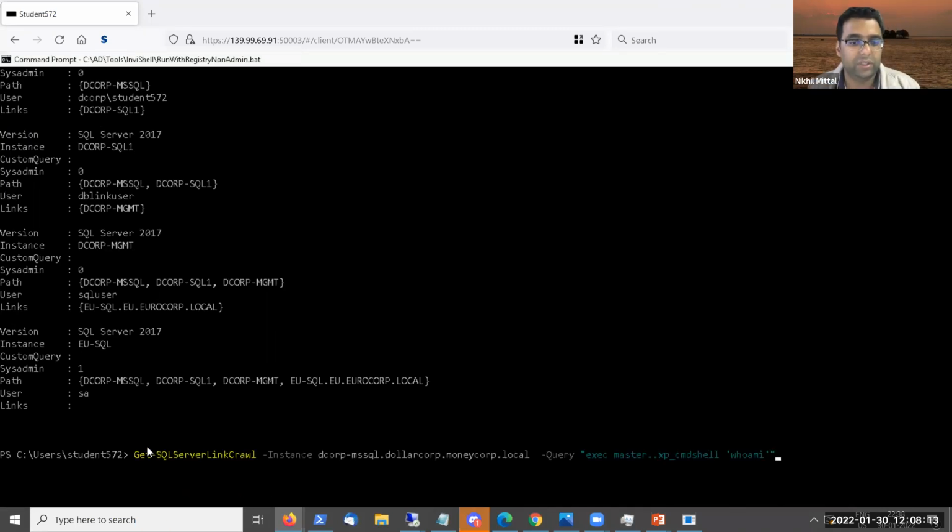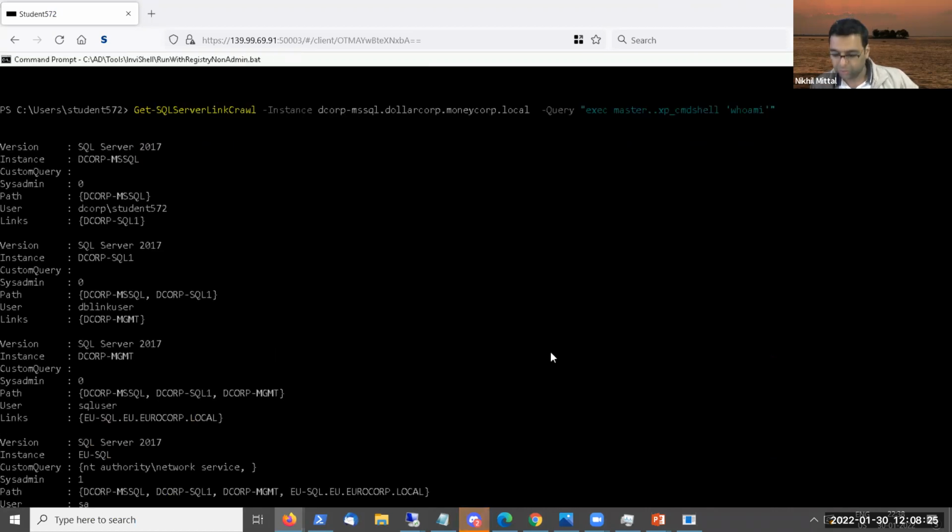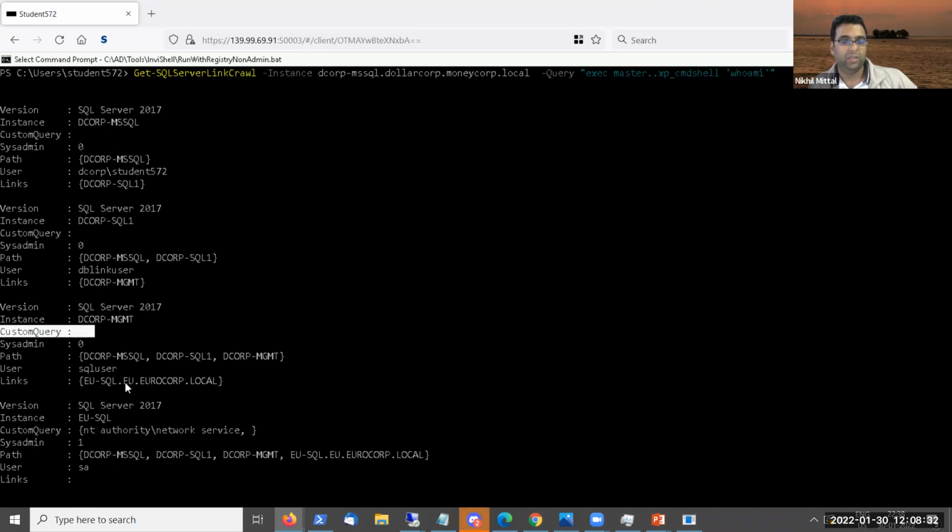So if I run this command now, what are we doing? We are once again running the SQL Server link crawl, but we want to run a custom query. Using xp_cmdshell, we simply want to run whoami on all the instances, all the nodes in the chain. So do we have any output of the custom query on any of the nodes in the chain? Nowhere other than the SQL Server running on EUSQL. Here we see that the service that we have is network service, the privileges that we have.